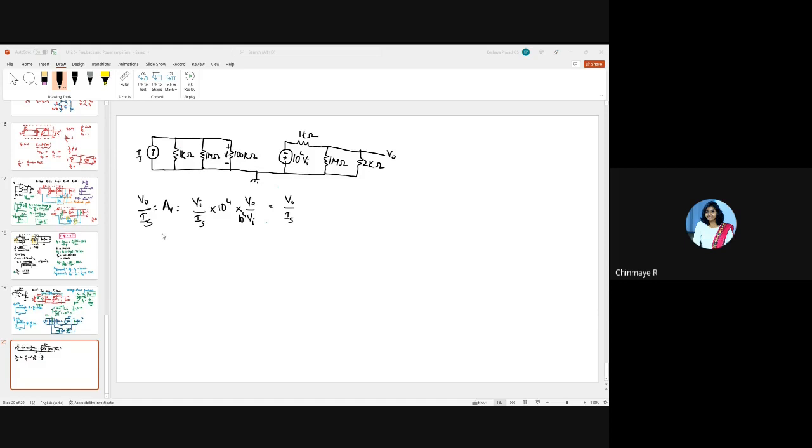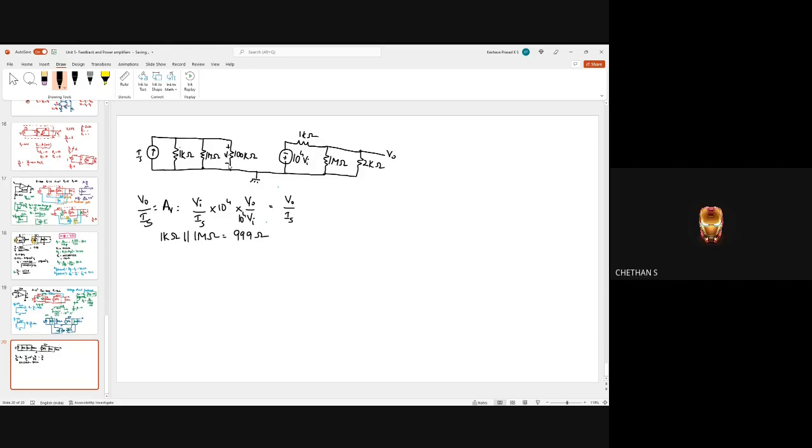So 1 kilo ohm in parallel with 1 mega ohm is almost around 999 ohms, right? So now it looks like you have 999 ohm in parallel with 100 kilo ohm. Now you find out what part of IS is flowing through this 100 kilo ohm and then multiply that by 100 kilo ohm to get VI by IS.